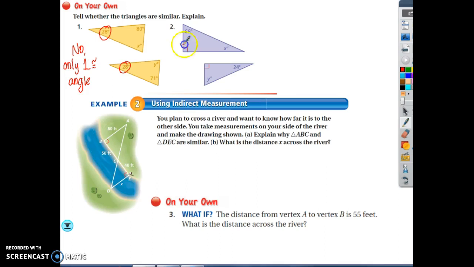In on your own number 2, I see a matching 90 degrees, but I'm missing that third angle. Since the 24 doesn't match the 66, I do need to find it. In the first triangle, if I were to solve for this x, I would find that this is a 24-degree angle, which does in fact match a second angle in my other triangle. So this one is yes. They are similar because they have two congruent angles.